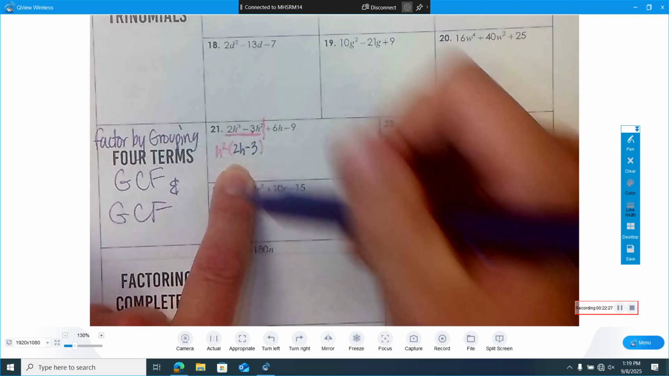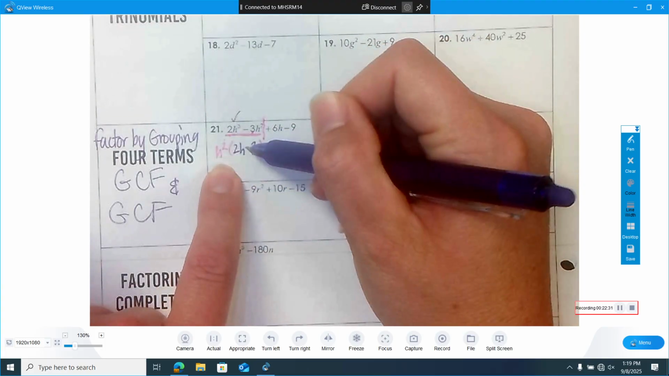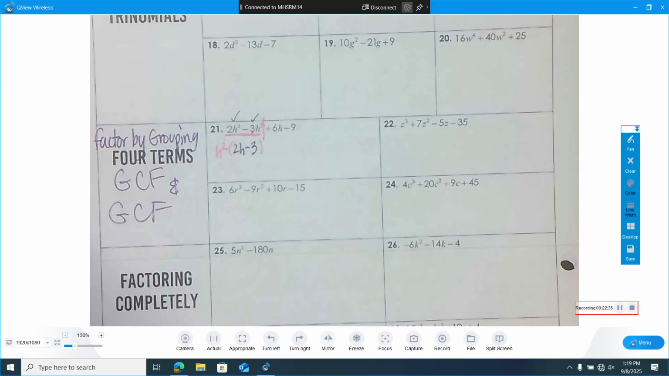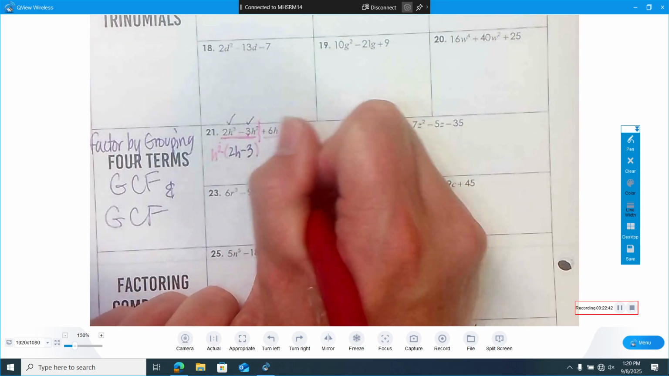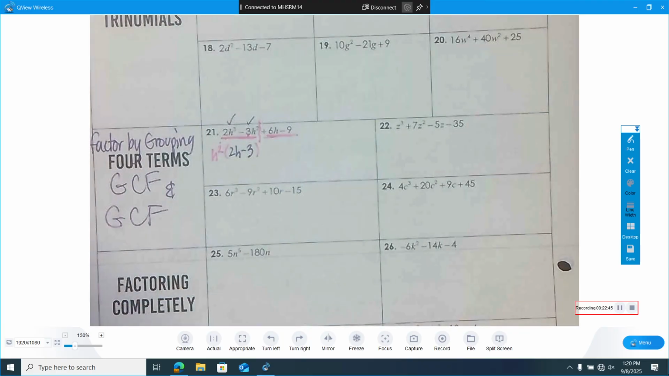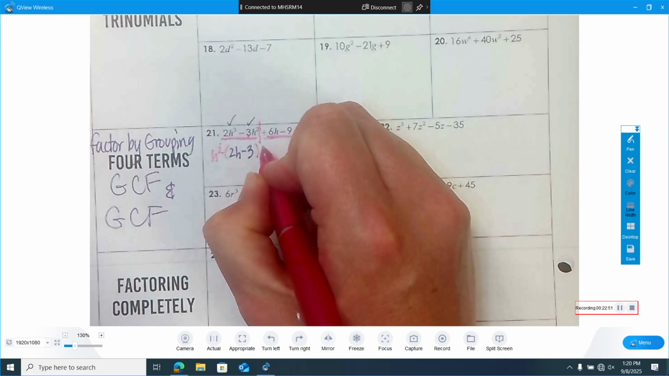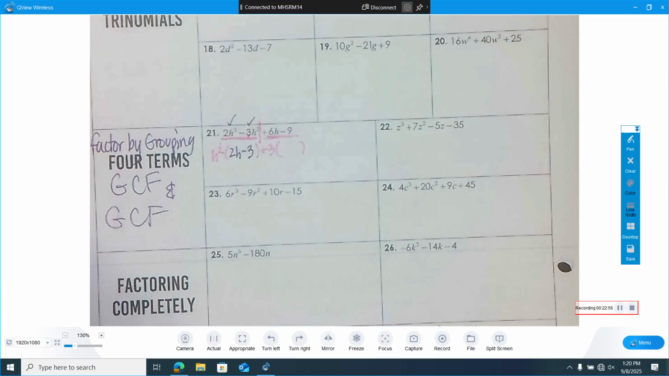So h squared times 2h gives me 2h cubed. H squared times negative 3 gives me negative 3h squared. So check to make sure you're doing it right. Now, looking at the back two terms, what can I take out of those two terms? A 3. In this case, I want it to be a positive 3, so I'm taking a positive 3 out of both of those terms. If I pull a 3 off of each term, what's left behind?